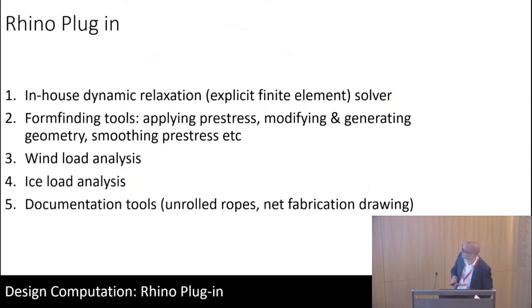So this is what the Rhino plugin did. It was a dynamic in-house scripted dynamic relaxation solver. It allowed us to do the form finding for the net, applying pre-stress, modifying and generating the geometry as a result of pre-stress, and then smoothing out the pre-stress. And this was an iterative process, because every time the geometry changed, we had to go full circle with the artist to make sure it was in line with what they wanted to do. Once we had that, we looked at all the wind loads and the ice load analysis. And then finally, the documentation.